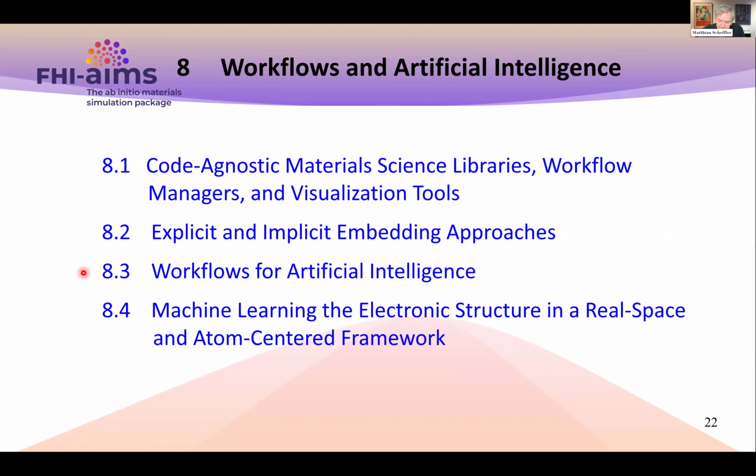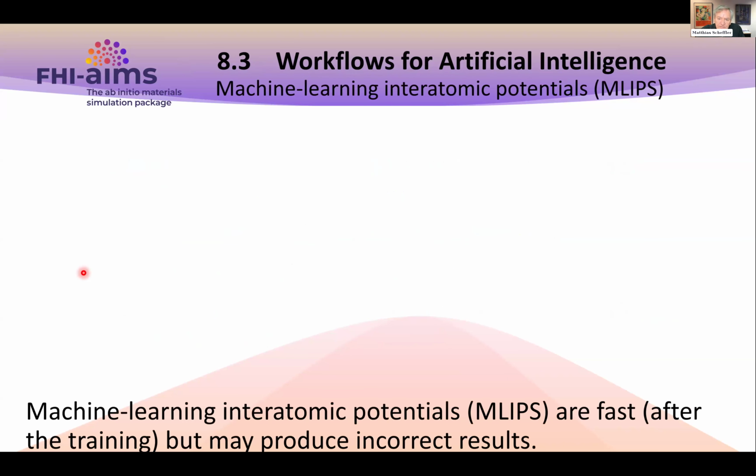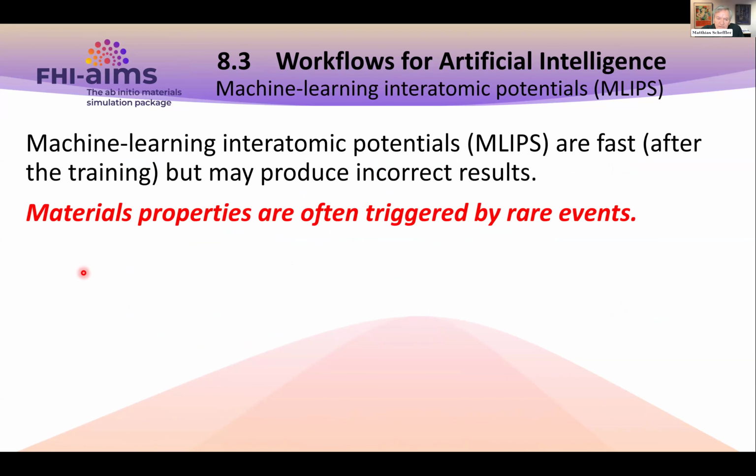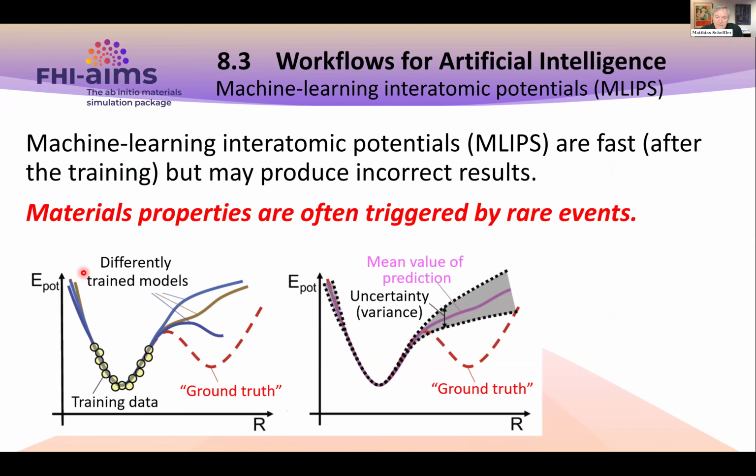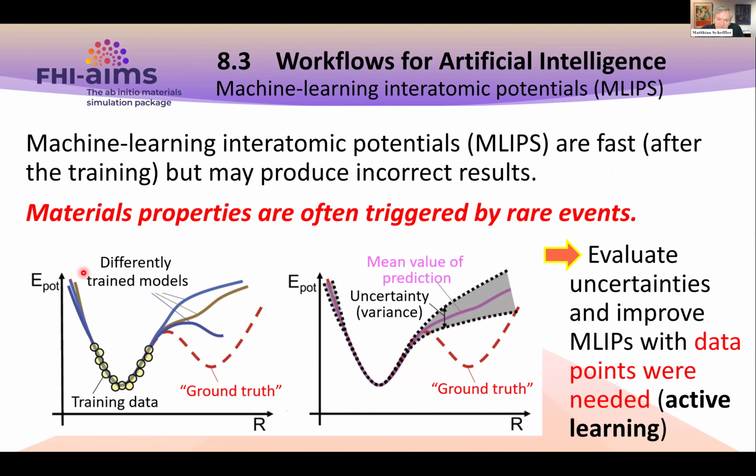We discuss the creation of machine learning interatomic potentials, also stressing that they may provide an unreliable description because they're overlooking, for example, rare events. It is shown how this can be prevented by looking at uncertainties and to improve MLIPs with data points where these data points are needed. This is also, as in the next example, an active learning strategy.